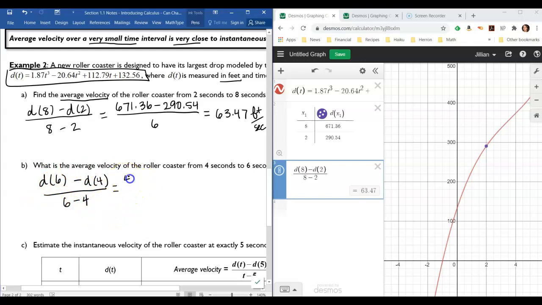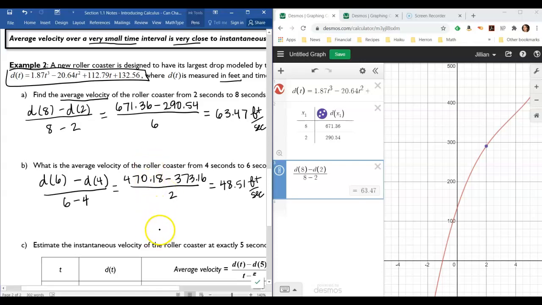So you should have gotten 470.18 minus 373.16 all over 2. That's going to give us 48.51 feet per second. So those problems just straight up ask me for average velocity, so I just automatically know exactly what formula I need to do to calculate those.